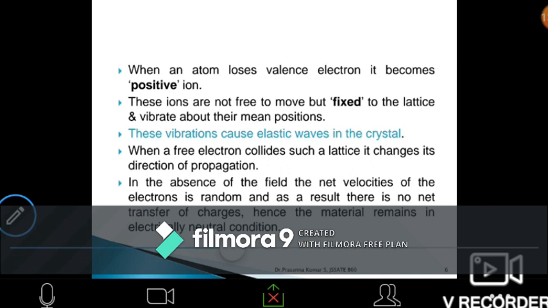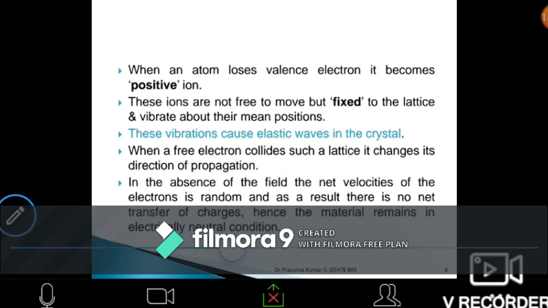The ions get thermal energy from outside. They are not simply sleeping. They vibrate about their mean positions. This causes elastic waves in the crystal. The vibrations of the fixed lattice ions cause the elastic waves in the crystal.